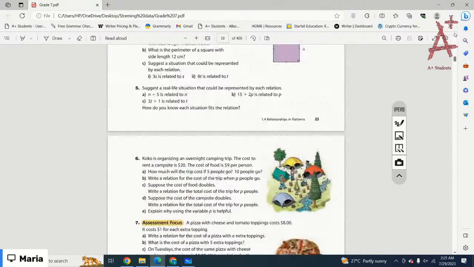Then 3t plus 1, 3 times a number plus 1. Got it? You just have to represent these mathematical expressions in the verbal form. Got it? Okay, just look at the question number 6.